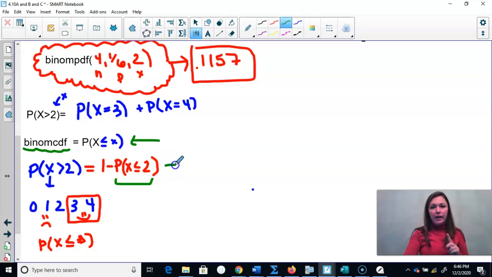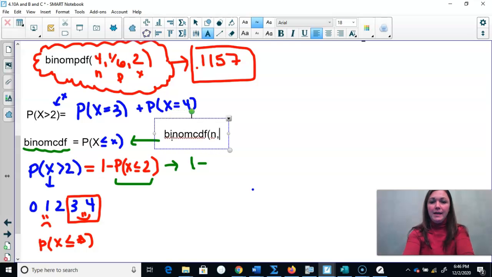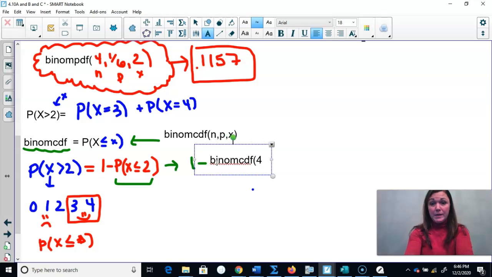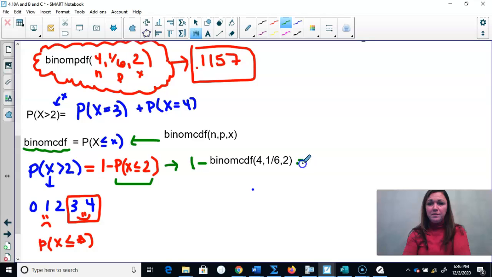What is that going to look like next? I'm going to say 1 minus, well, what's a binomial CDF? It's just like what we had before, guys. Binomial CDF is n, comma, p, comma, x. So I'm going to take 1 minus a binomial CDF. N is 4 because we're rolling it 4 times. P is 1/6. X is 2. How do I know it's 2? Because I don't want 2, 1, or 0. That's the probability that x is less than or equal to 2, what I don't want. I'm using the complement rule. That then is equal to n, p, x.